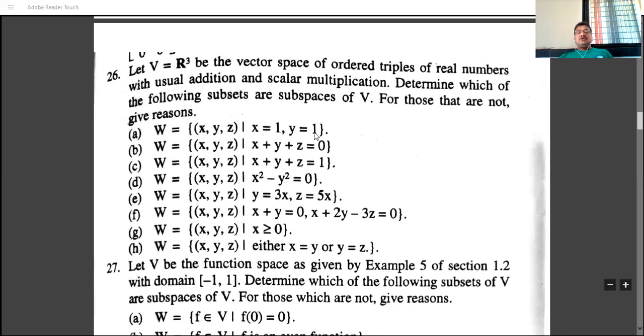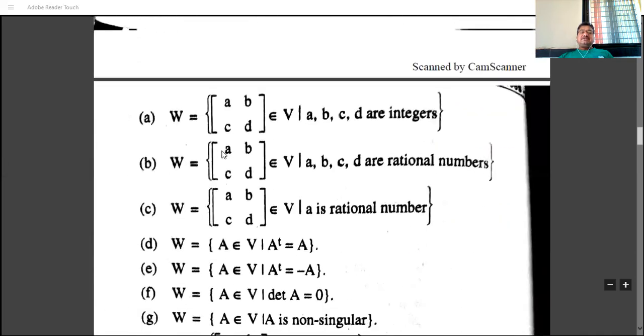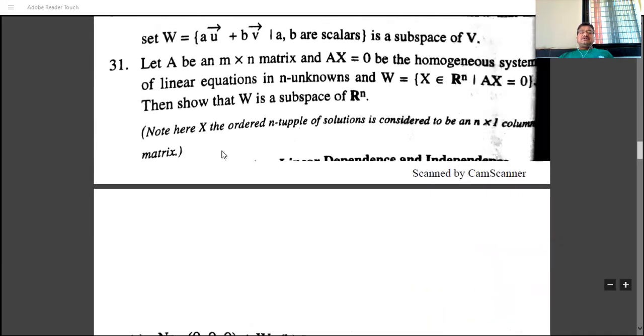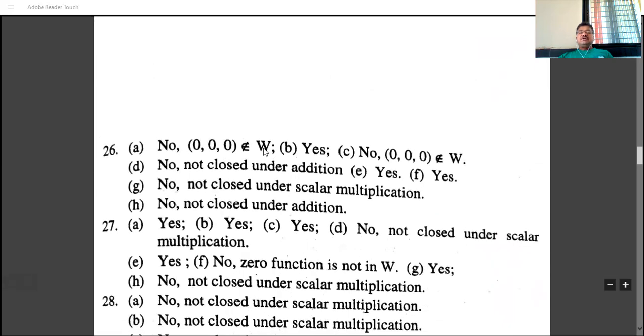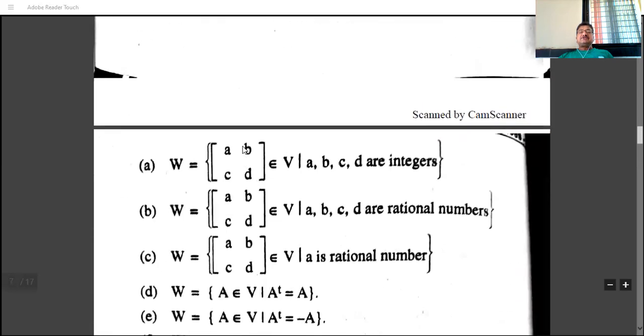Also, we can show that it is not closed for scalar multiplication. That is, if you take scalar k as 2 and an element of this W as (1, 1, 5), then 2 into (1, 1, 5), that is k into u bar, is (2, 2, 10), and it is not an element of W. This is the second method to give the answer that W is not a subspace. Or we can give just a one-sentence answer: this zero vector (0, 0, 0) does not belong to W, and therefore W is not a subspace.